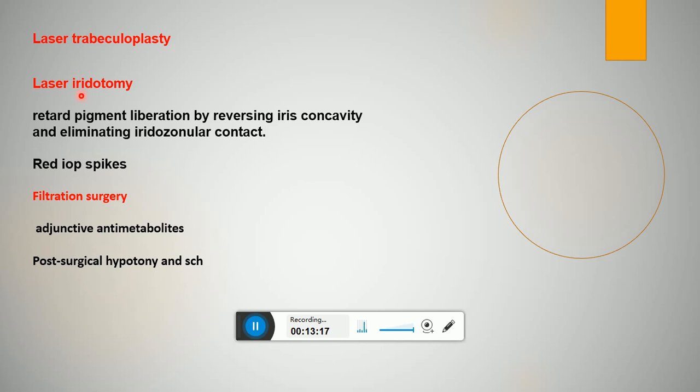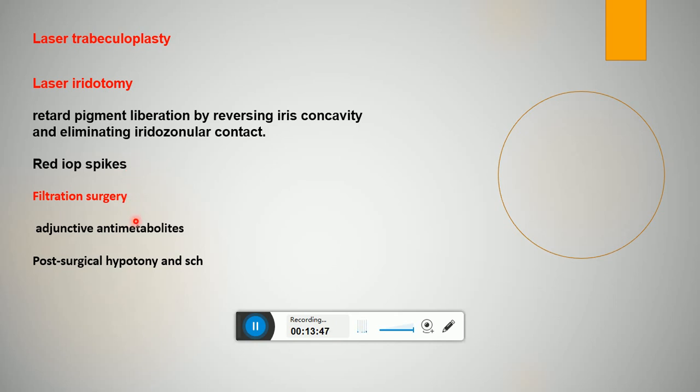Laser iridotomy has been proposed to retard pigment liberation by reversing iris concavity and eliminating iridozonular contact. It can reduce the risk of intermittent IOP spikes, especially in patients under the age of 40 years, but does not reduce the risk of developing glaucoma.